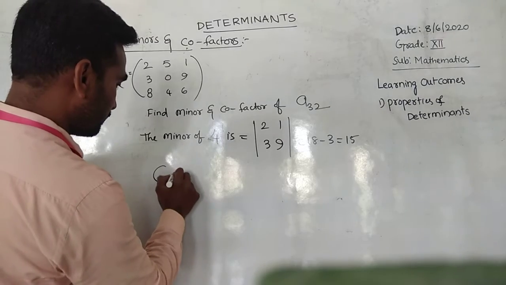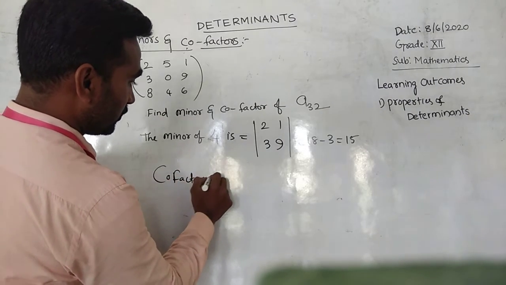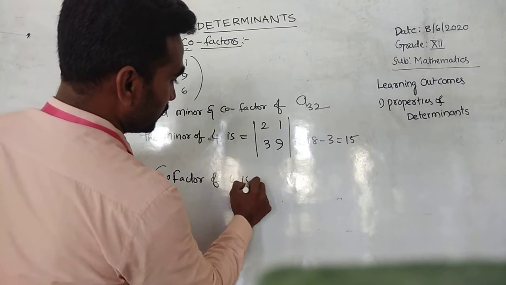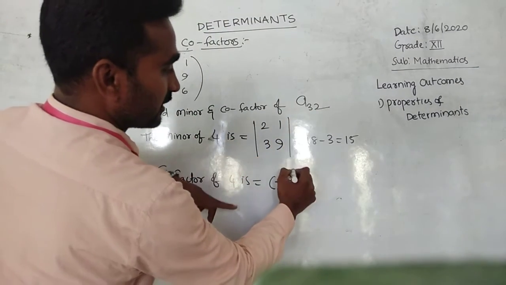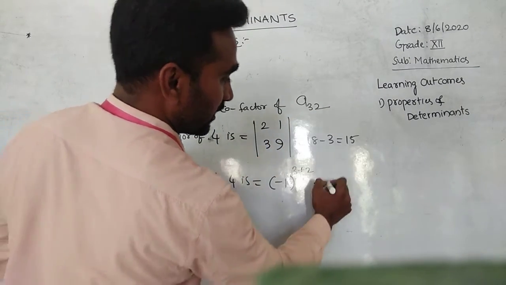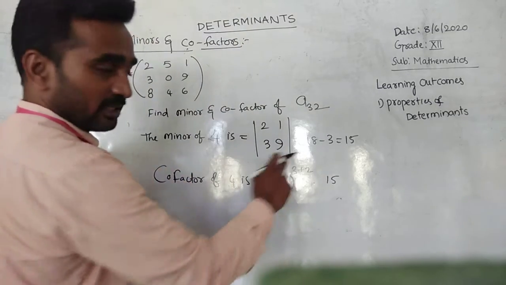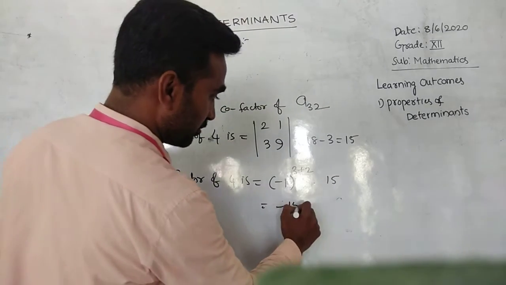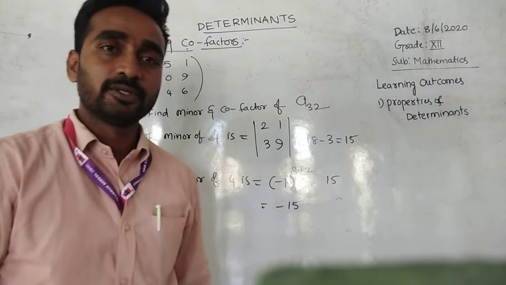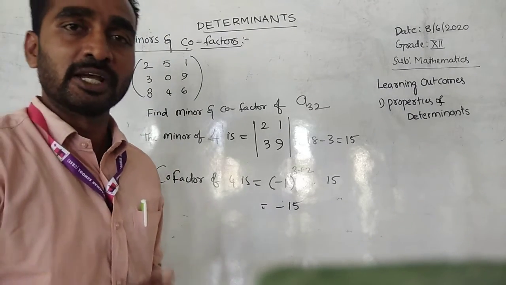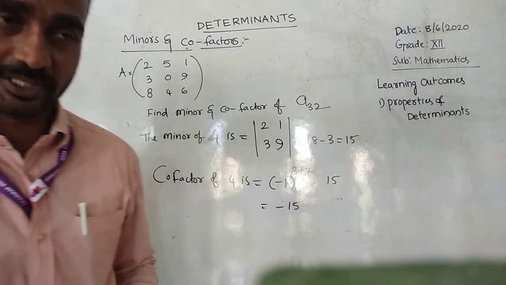Next, the cofactor of 4 is minus 1 power i plus j. See here what is i? 3. What is j here? 2. So 3 plus 2 into the minor 15. So minus 1 and power is 5. So minus 15. Minus 15 is the cofactor of the a32 element, which is 4. So how to find minor and cofactor? I hope you have understood. And the next one.